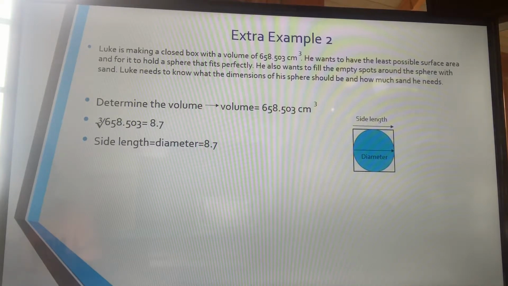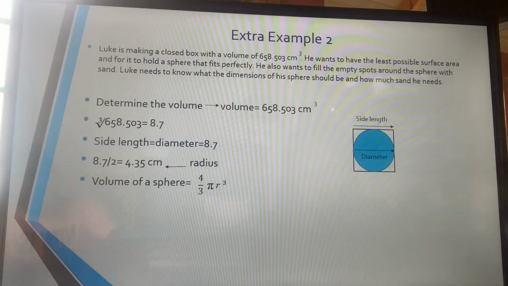The formula for volume of a sphere is 4 over 3 pi r cubed, so we need to find the radius, which is half the diameter, which equals 4.35 centimeters. Put this into the formula for volume of a sphere and then solve to get 344.8.